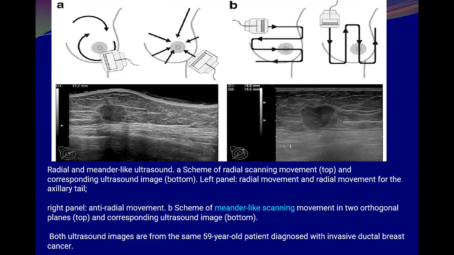Okay. So here, this is the Minder. This is a lesion in the Minder technique. And this is the same lesion in the radial technique. And when you see a lesion in the radial technique, you have to rotate your probe 90 degrees to see it in orthogonal view. And in this case, it will be the antiradial direction. Antiradial is 90 degrees to radial.